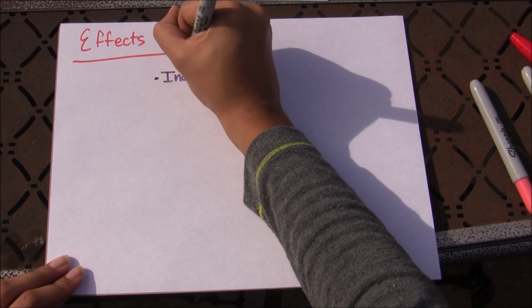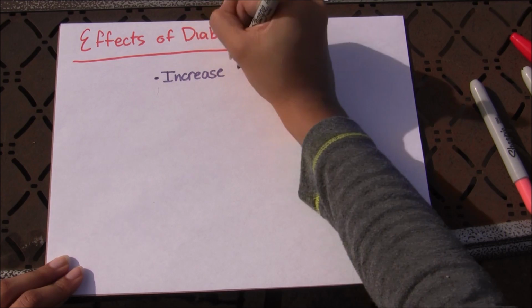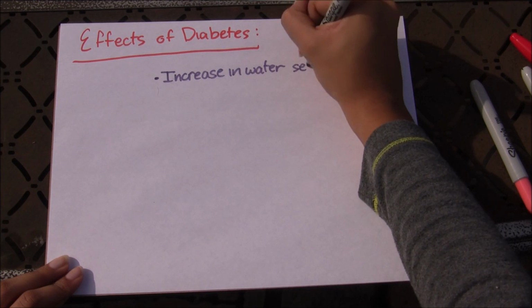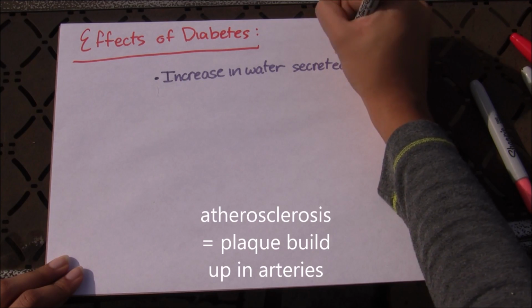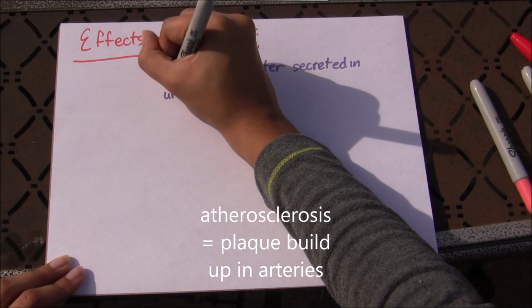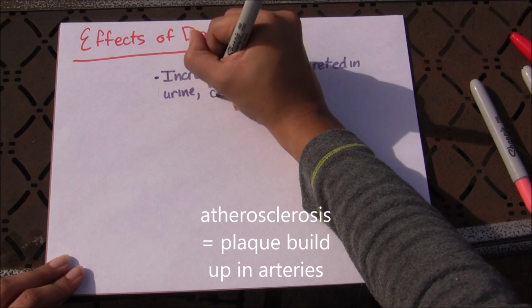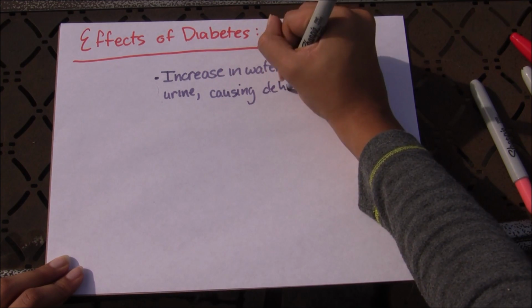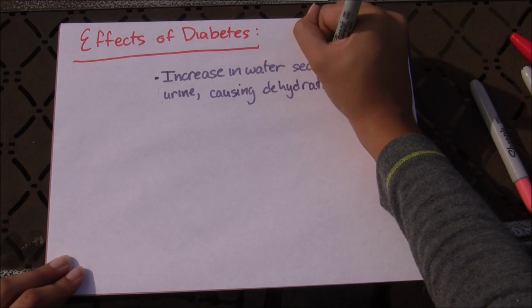Injury of the lining of arteries leads to atherosclerosis and an increased risk of heart attack and stroke. Damage to the blood vessels of the kidney impairs kidney function and can lead to kidney failure. Damage to blood vessels that serve the eyes can lead to blindness.